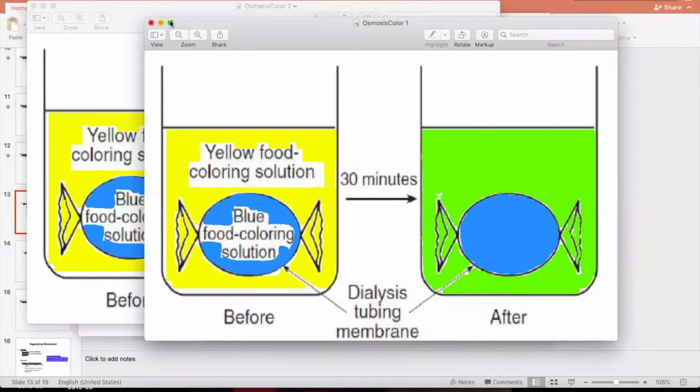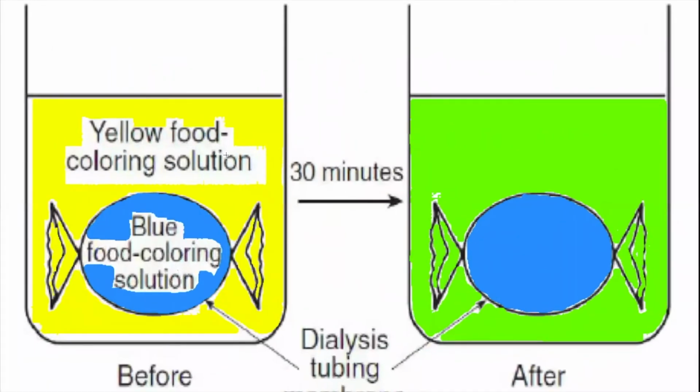And then I reversed it. This time, the blue stayed blue and the yellow turned green, which means the yellow was too big to get in, so it stayed blue. But the blue was small enough to get out, and the blue and the yellow turned green. Okay. All this tells us is size of the particles, right? If it's too big, it stays put. If it's small enough, it moves, it diffuses. In this case, this was water, so osmosis.